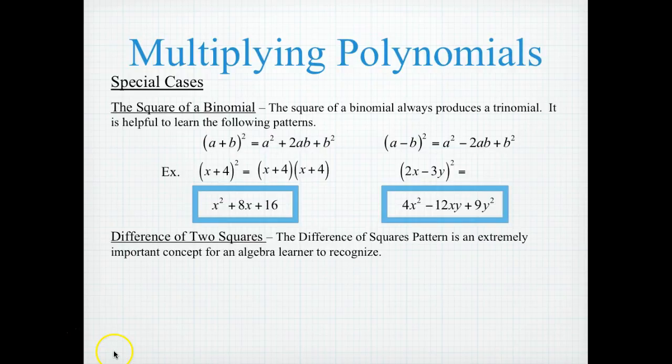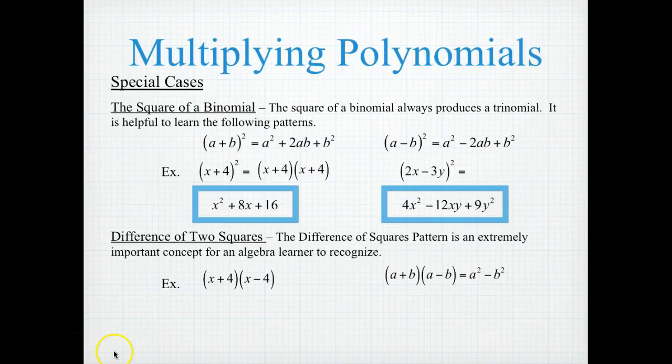Our other special case is the difference of two squares. The difference of squares pattern is an extremely important concept for an algebra learner to recognize. The difference of squares looks like a plus b times a minus b. It's very similar to that of a conjugate. And when you multiply a plus b times a minus b, the result is a squared minus b squared. It's called the difference of squares because the result is a perfect square minus another perfect square. So that's the difference of two perfect squares.